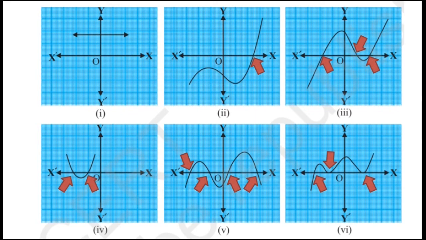So what is in the fourth diagram? The graph intersects the x-axis in 2 points, so the number of zeros is 2. And fifth diagram, the graph intersects the x-axis at 4 points, so the number of zeros is 4. And finally, the graph intersects the x-axis at 3 points, so the number of zeros is 3.